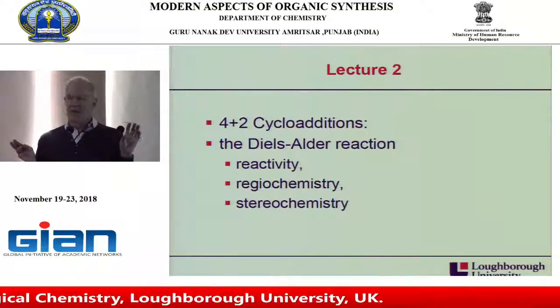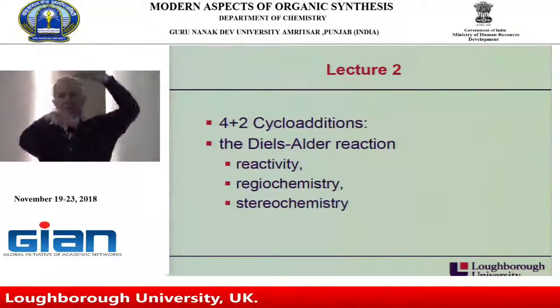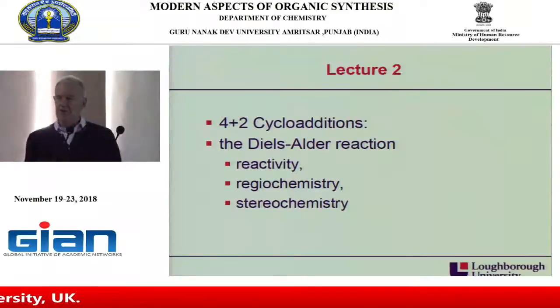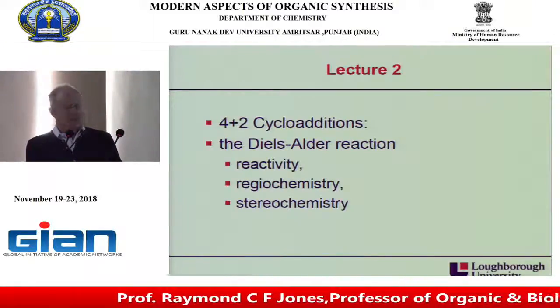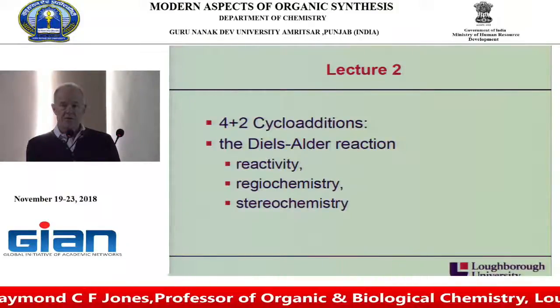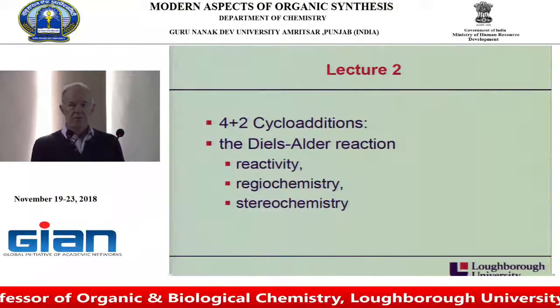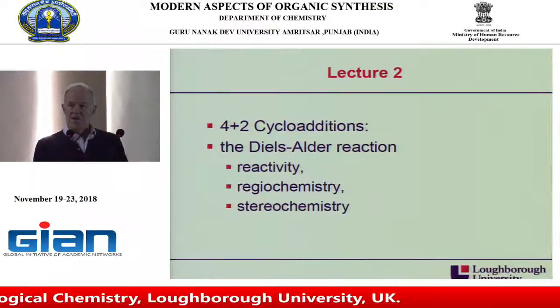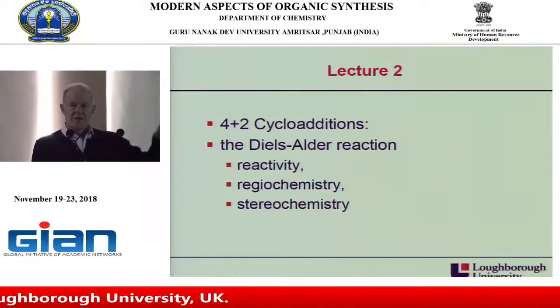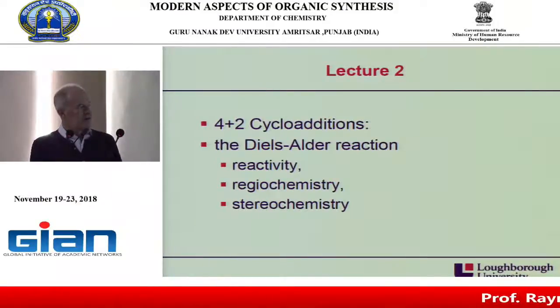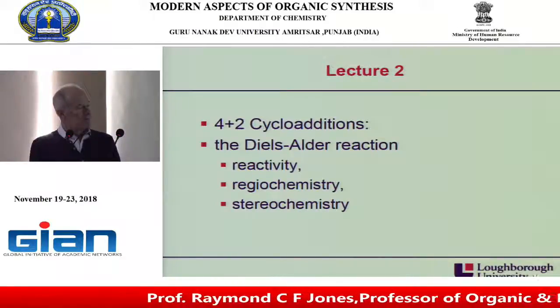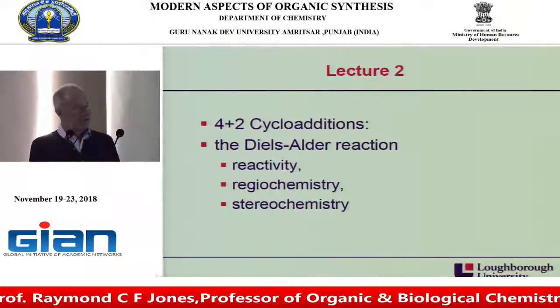So what if you have a substituent, do the two come together like that or like that? Which ends are joining to which end of the other component? That's regiochemistry. And stereochemistry, because you're forming some new sigma bonds, you're forming some new saturated sp3 centers, so there will be some stereochemistry, and we need to think about stereochemistry in the starting materials, how that translates to stereochemistry in the products. These things about reactivity, regiochemistry, and stereochemistry are going to be vital for thinking about applications in synthesis. So that's what this next session is going to be about.